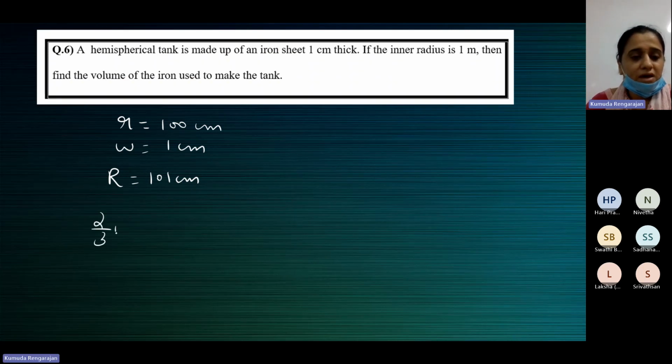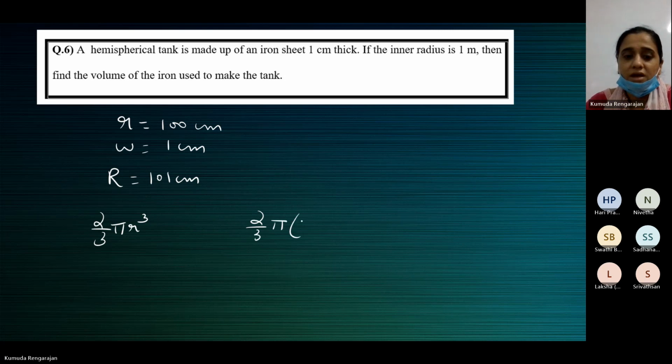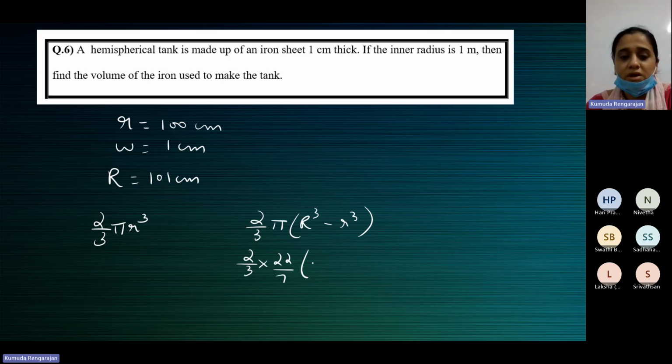Two by three pi r cube. This is the formula if there's only one radius. If the wall is thick, it will be two by three pi, R cube minus r cube. Substitute, put the values in this formula. So it will be two by three into twenty-two by seven into 101 cubed minus 100 cubed. Correct?